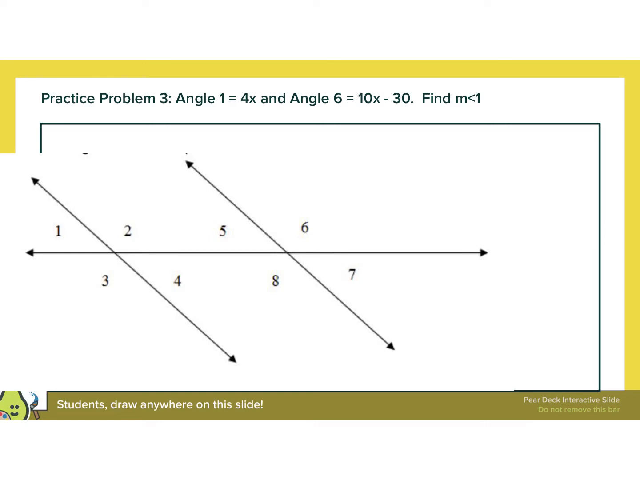So practice problem 3 has two parts. This should say 3a. Yours will say 3a. So let's see. Angle 1 is 4x. Go ahead and write it in. Angle 6 is 10x minus 30.